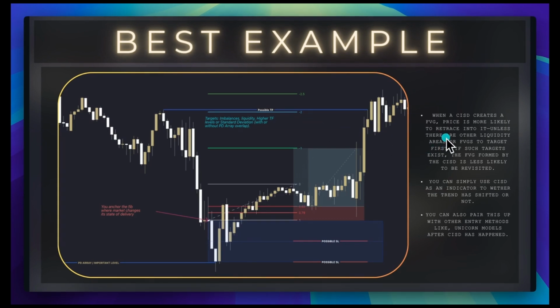Now I have some quick notes here. When a CISD creates a fair value gap, price is more likely to retrace into it unless there are other liquidity areas or fair value gaps to target first. If such targets exist, the fair value gap formed by the CISD is less likely to be revisited.